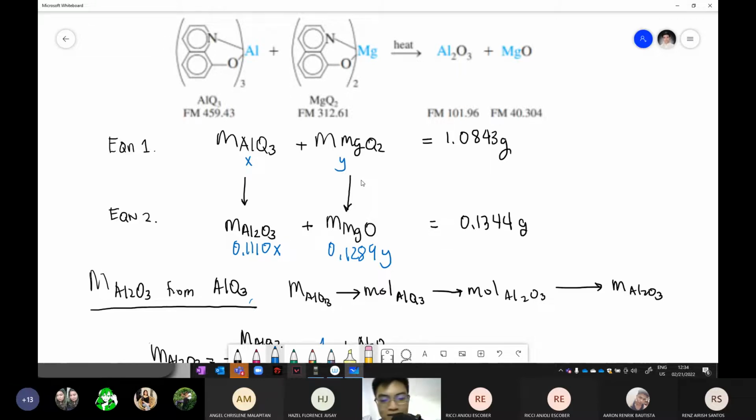Nasa kapitbahay sila eh. Ang dami na naming pusa dito. Papaano na? Spay neuter. Papakapon. Kasi mahal eh.